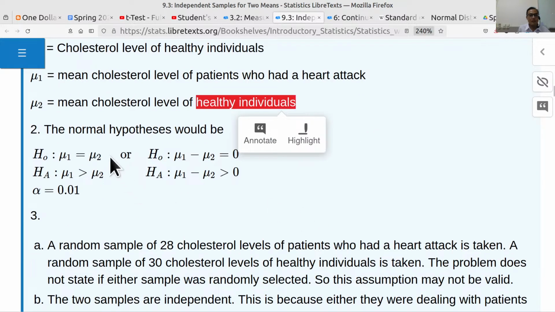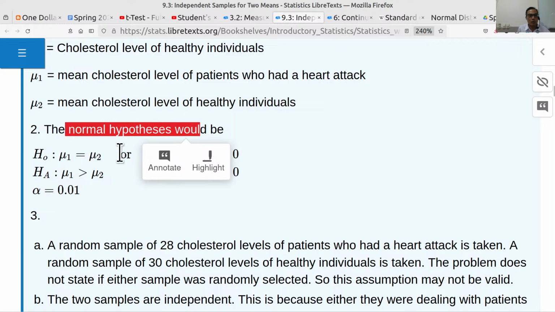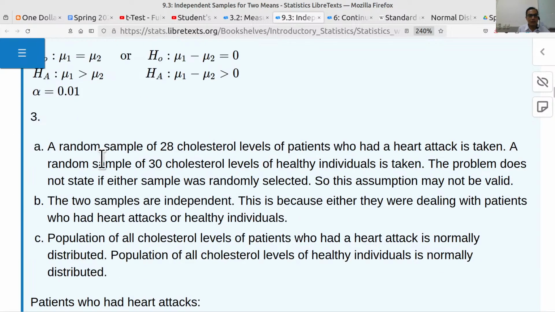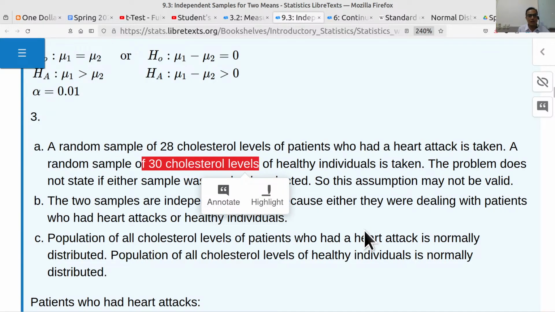Okay, and the null hypothesis will be: the mean 1 minus mean 2 is equal to 0. Then the alpha level is 0.01. A random sample of 28 cholesterol levels from patients, that's 1. And a random sample of 30 cholesterol levels from healthy individuals, that's 2.